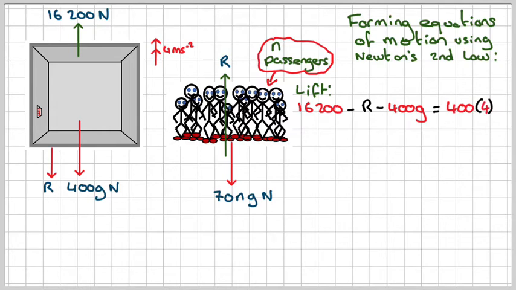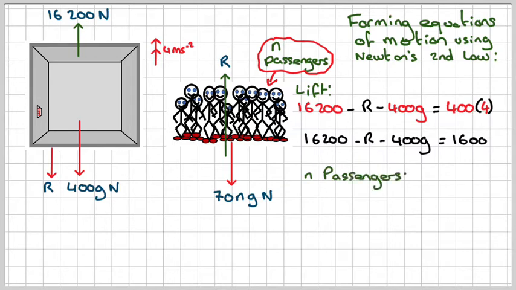Okay, so simplifying this a little bit, we're going to get 16,200 minus R minus 400g is equal to 1,600. Now, considering the n passengers, upwards we've got the normal reaction R, and downwards we've got the combined weight, which is 70ng newtons. And that's equal to their combined mass, 70n, times the acceleration, which is 4.